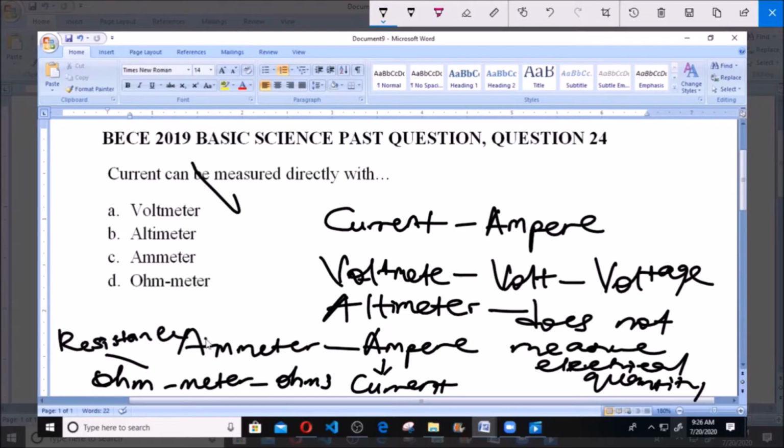So from this, you see that our answer is C, which is ammeter, because ammeter measures in ampere, and ampere is a unit of current. So our answer is C, ammeter.